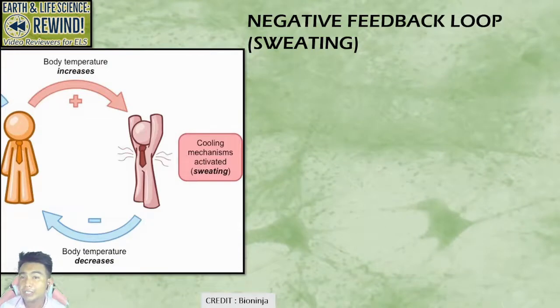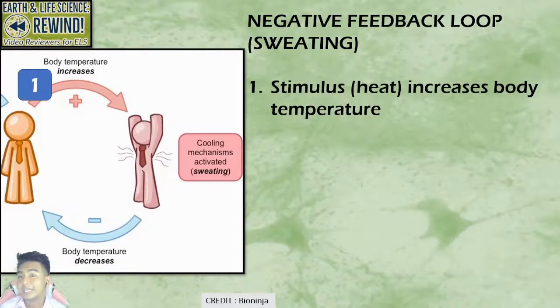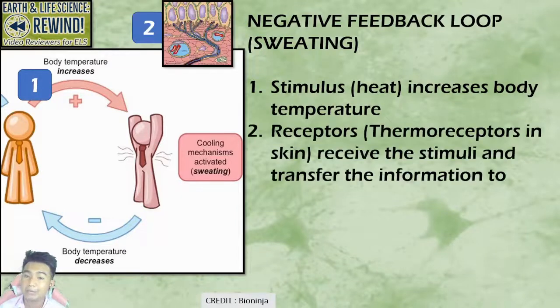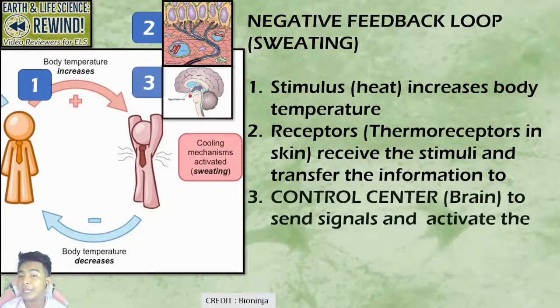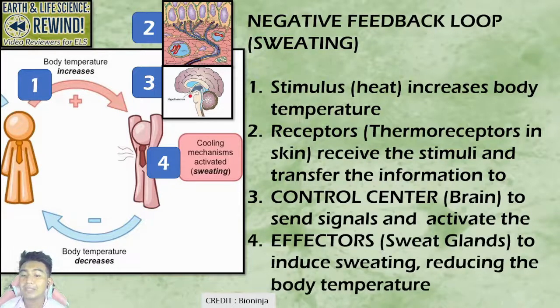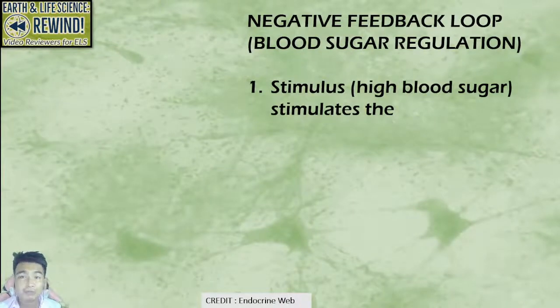How about studying the negative feedback loop and its components? Stimulus is the heat. The heat increases our body temperature, and the thermoreceptors in our skin receive that kind of stimuli, the heat, and transfer the information to our control center. For example, the brain. The brain sends signals and activates the effectors, which are the sweat glands in your skin, induce sweating and reduce the body temperature. Let's talk about the regulation of blood sugar through a negative feedback loop.